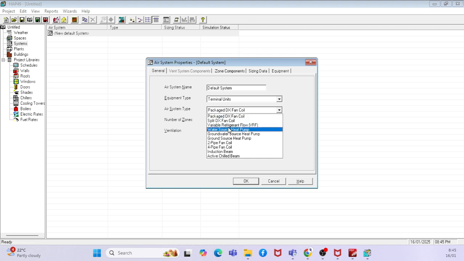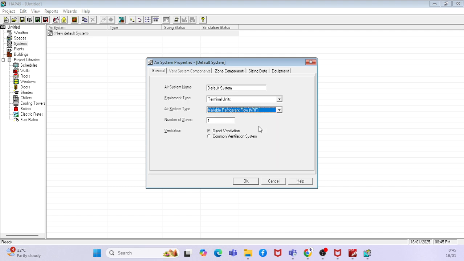Here you have the variable refrigerant flow. I don't know, maybe in my version I don't have it. I think it's my issue. I'm just trying to pick this up.